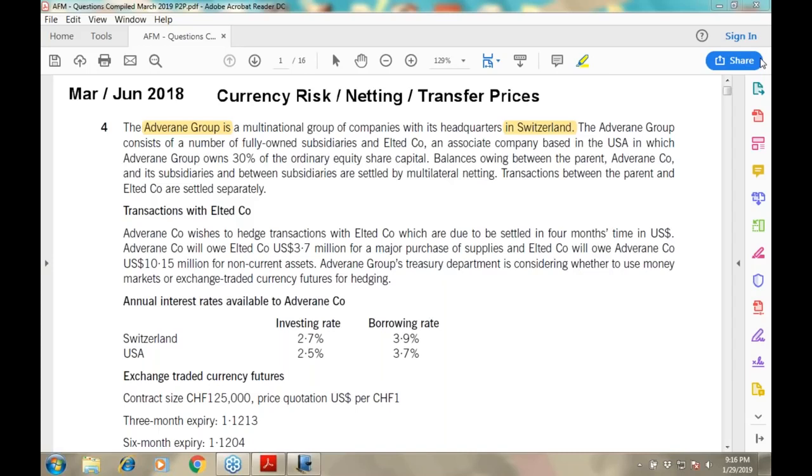Okay, let's actually start off. It says Adverine Group is a multinational group of companies with its headquarters in Switzerland. The Adverine Group consists of a number of fully owned subsidiaries and an LTD company and associate company based in the USA, in which Adverine owns 30% of the ordinary share capital. It says balances owing between the parent, Adverine, and its subsidiaries and between subsidiaries are settled by multilateral netting. The transactions between the parent and LTD are settled separately.